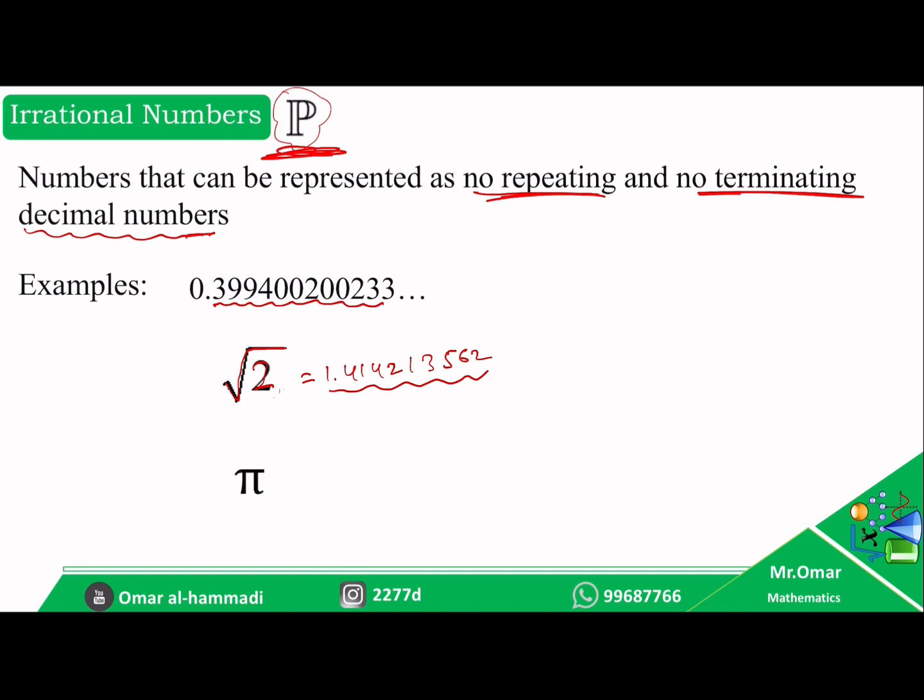Also this one, pi. We use it in a circle. This is also immediately an irrational number.